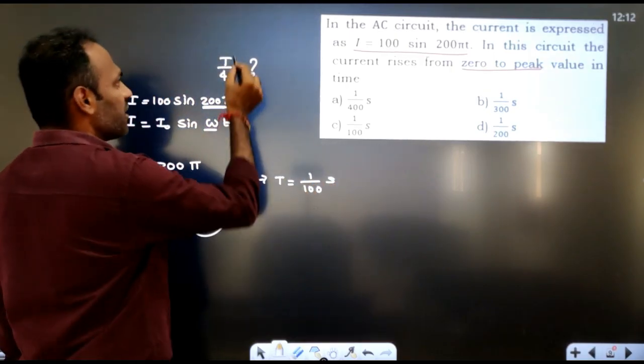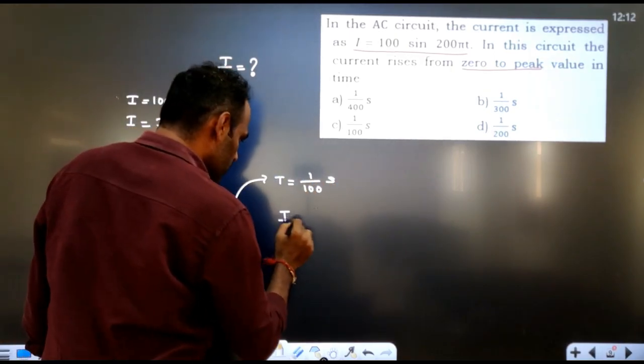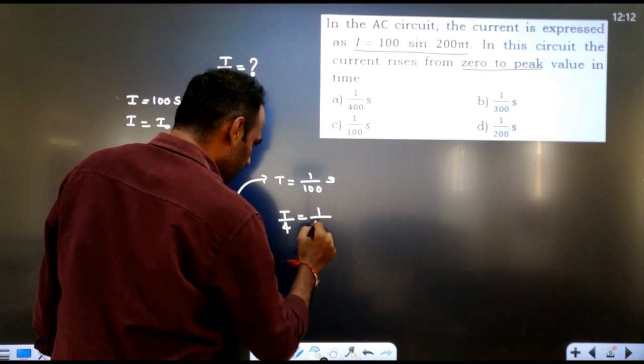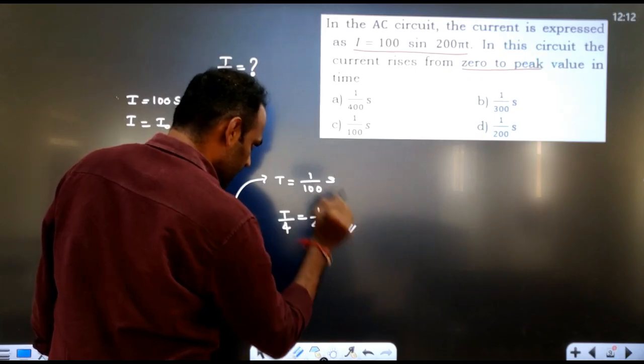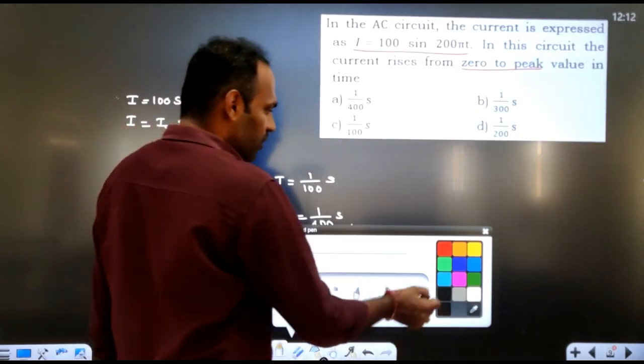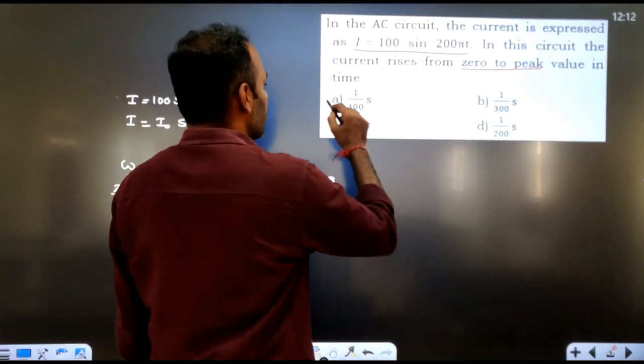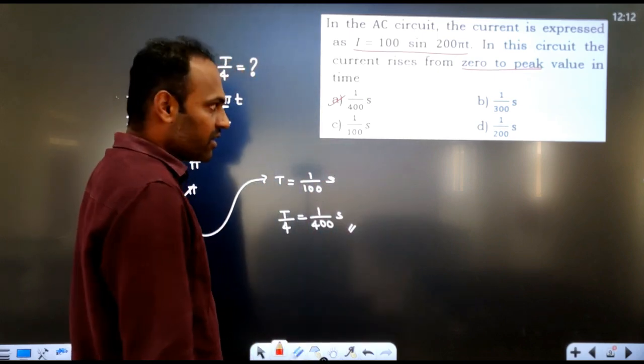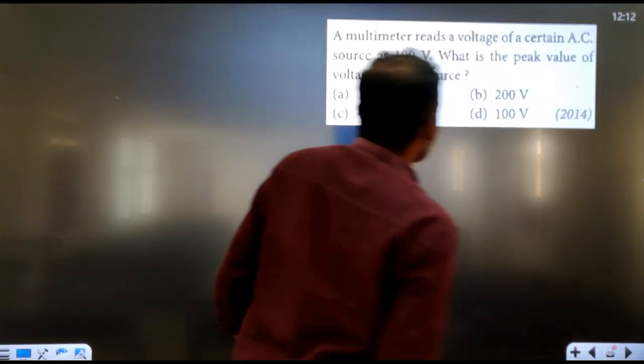What did we need? We don't need T, we needed T by 4. So T by 4 will be 1 by 400 seconds. We have to divide by 4. So 1 by 400 seconds is the time taken to reach the peak value. So to reach the peak value it will take 1 by 400 seconds, right? So this is how we have to calculate. Okay, we'll go to the next question.